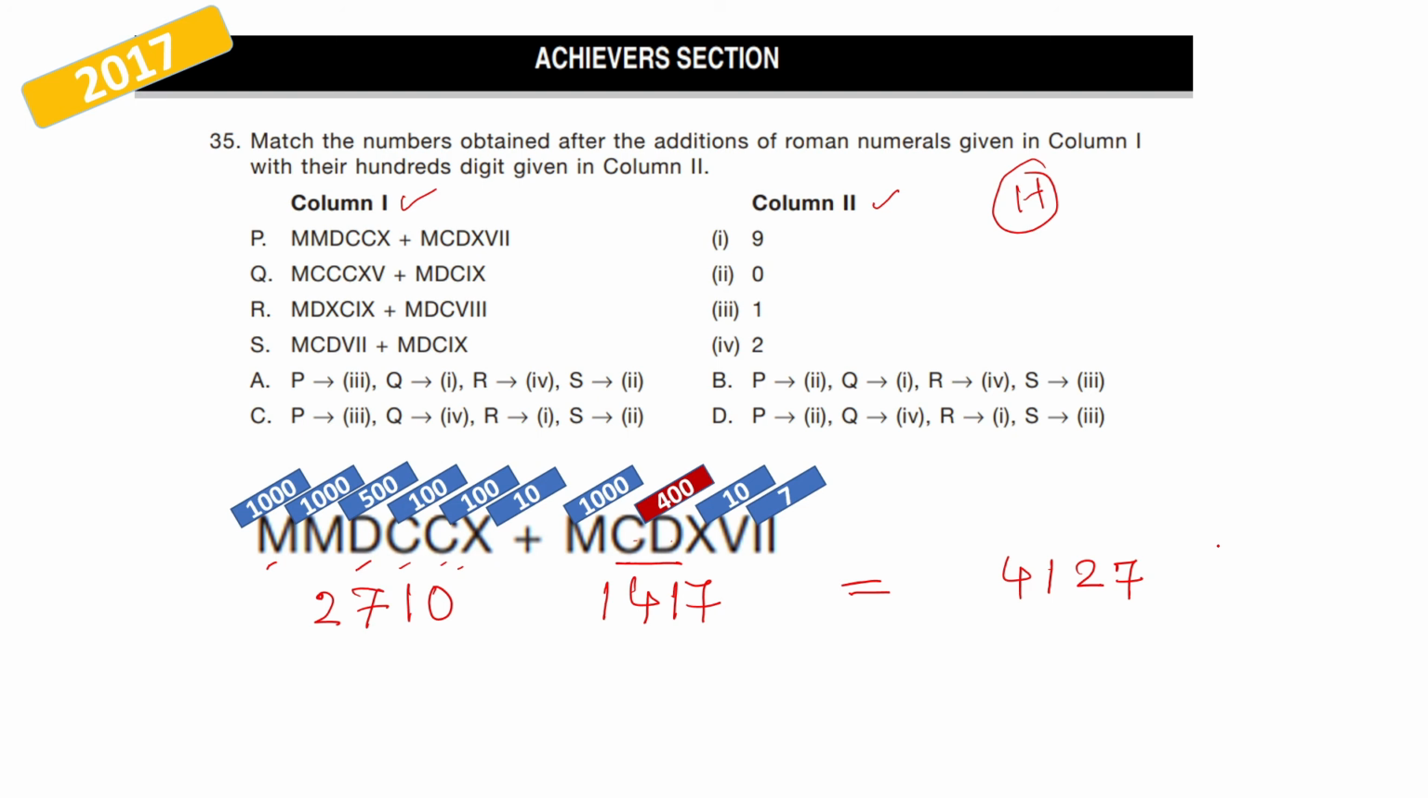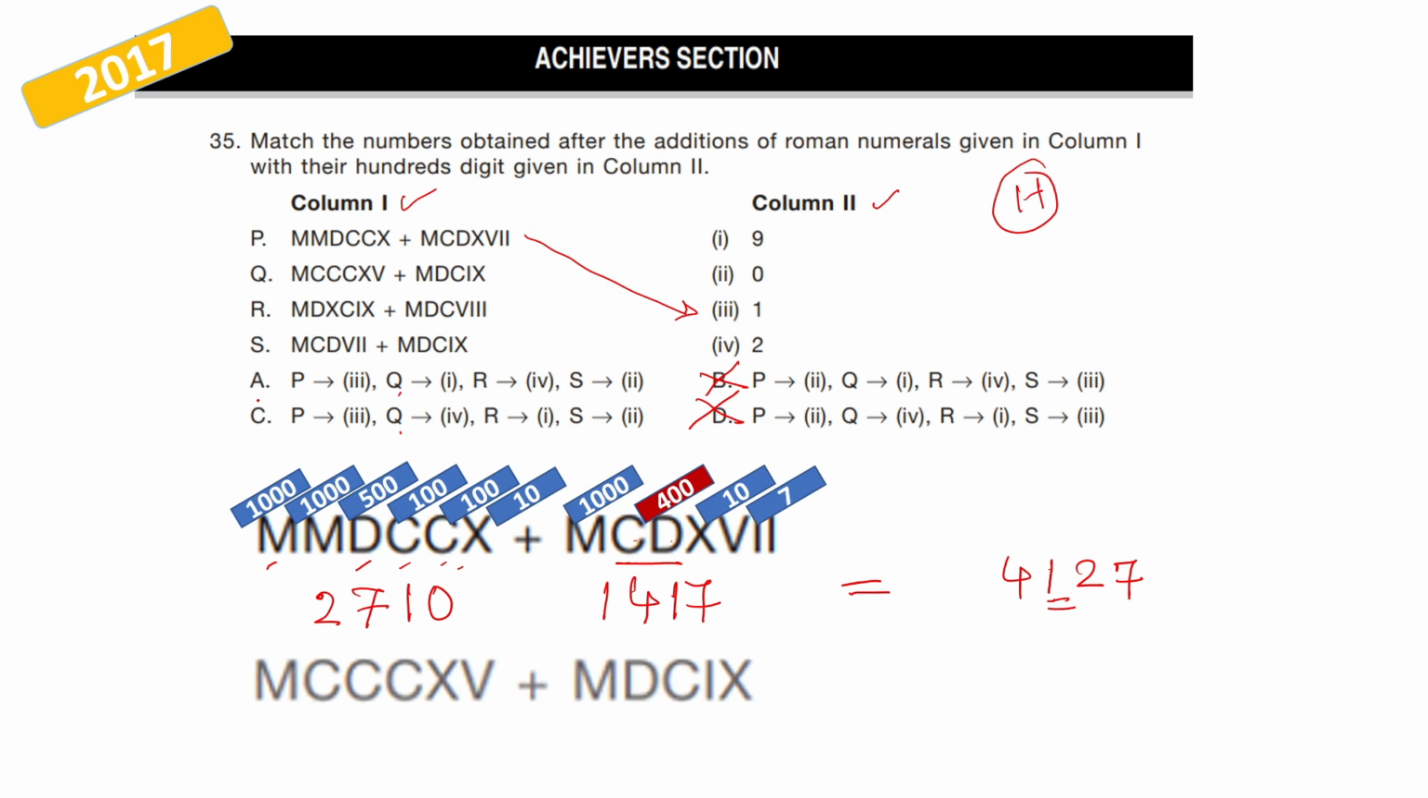So in my hundreds place, I have 1. So P will match option 3. Now if we look at the options, A and C have P to option 3, whereas B and D have P to 2, so we can cancel those out. Now let's find out Q. That will help us to choose between A and C.